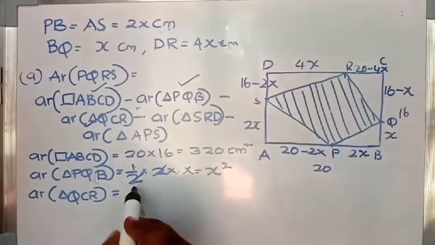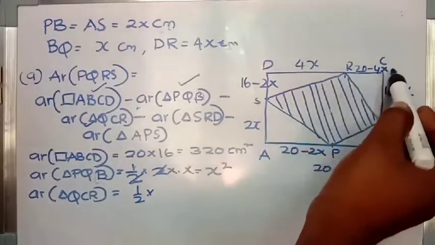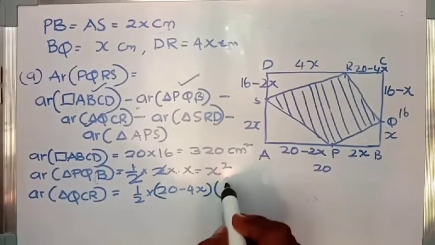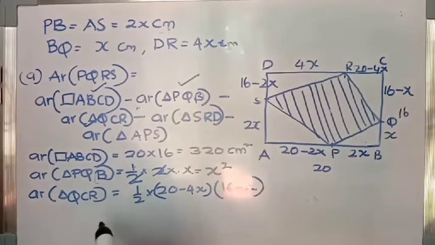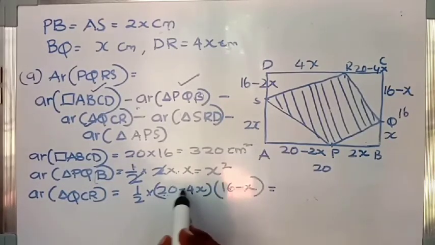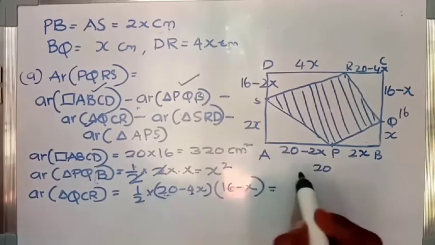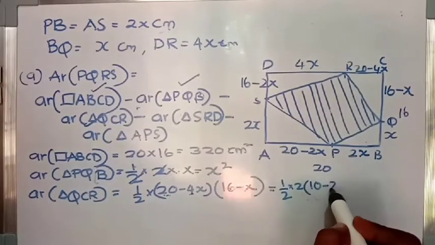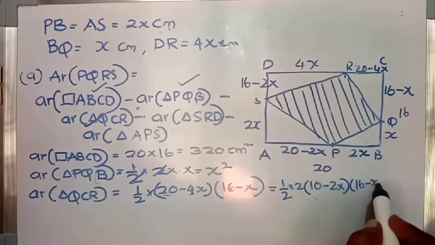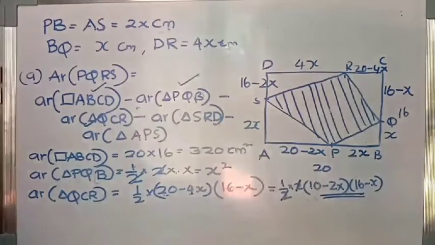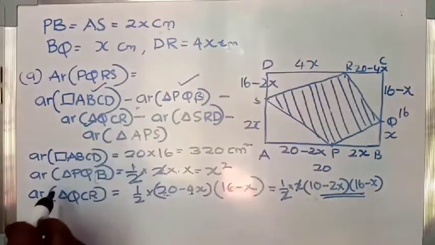It is half into base into height. 20 minus 4x into 16 minus x. Okay. In this both you can find a 2 is common because this is an even number, this is also an even number. So if you take the 2 outside, we get 10 minus 2x of 16 minus x. Let's go for the next triangle.